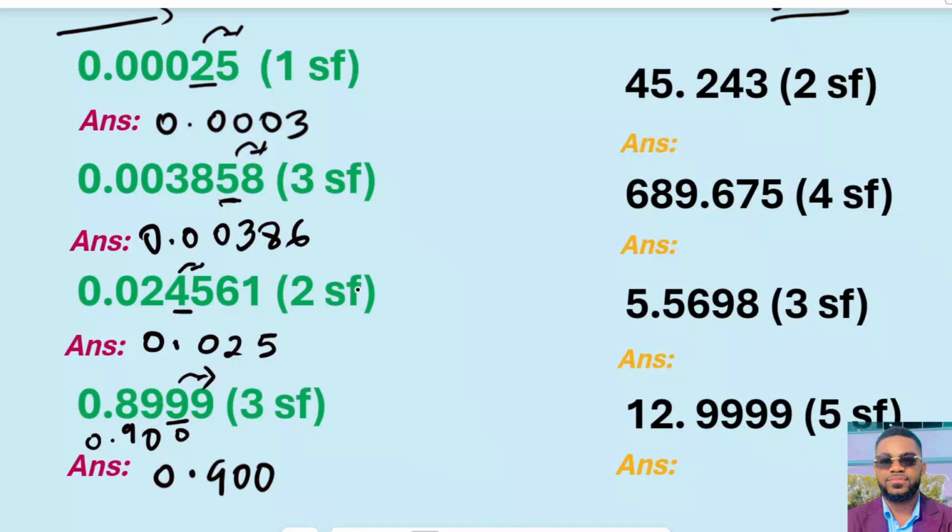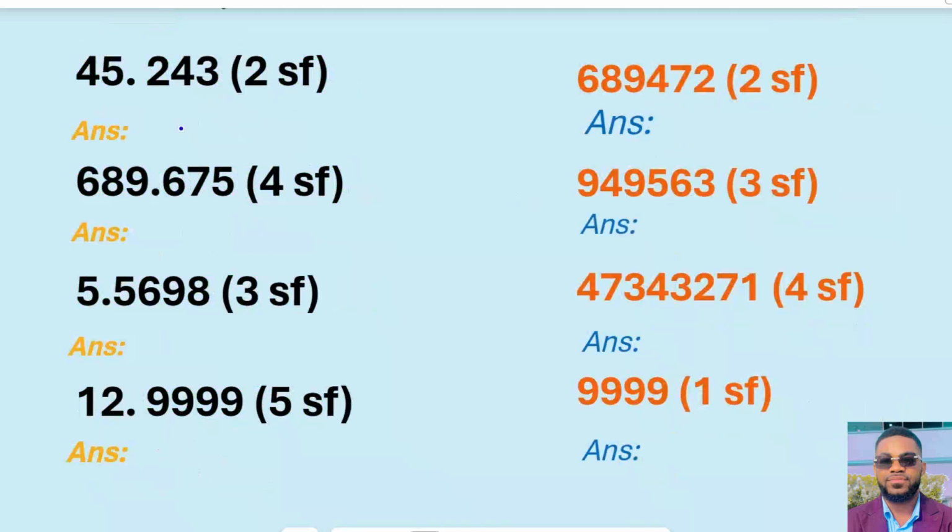So now let's move on to the next set of numbers. You can see that these numbers are 0 point something, 0 point something. Now let's move on to numbers like this. We have to round this one to two significant figures. And the number is 45.243.